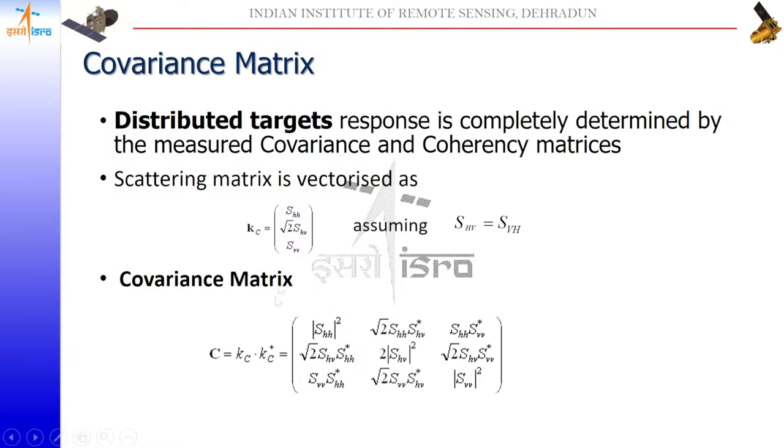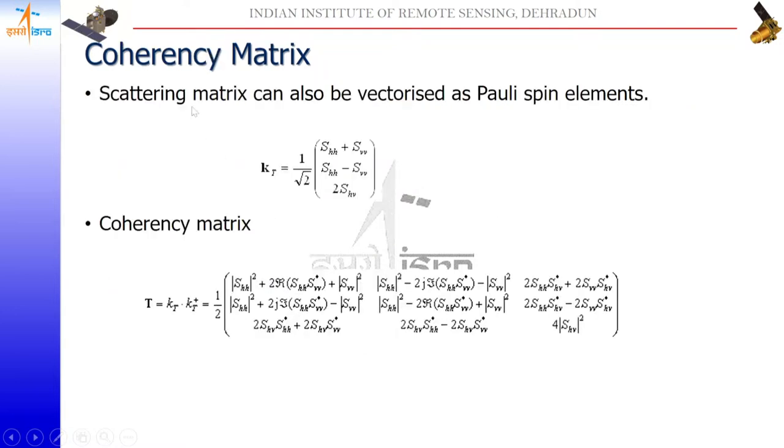Okay, and we can do this multiplication like this: the vector multiplied by the complex conjugate of this one. If we multiply like this, this is 3 cross 1 and this is 1 cross 3, then we get a 3 cross 3 matrix. So this is the covariance matrix, and another is the coherency matrix. This coherency matrix is also used for the distributed targets only.